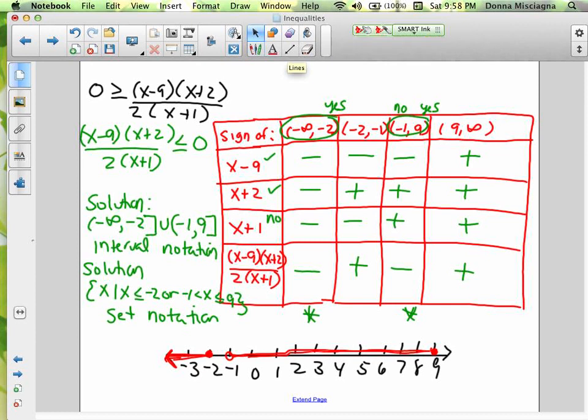All right, so values that aren't included are anything between negative 2 and negative 1, and then anything greater than 9. Right? There we go. There's our solution.